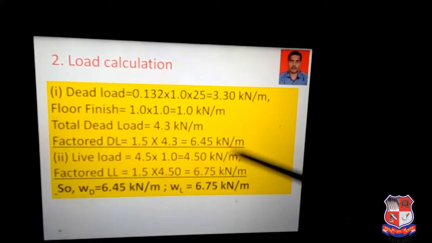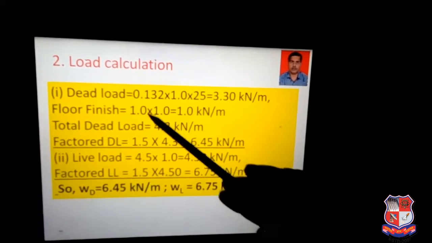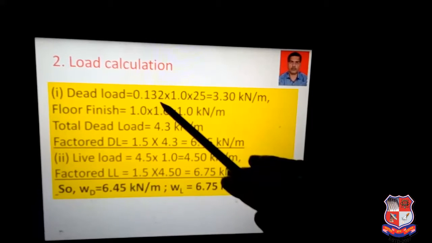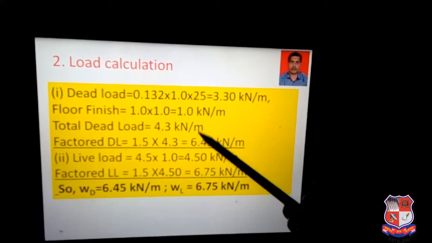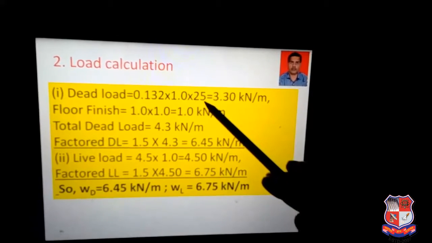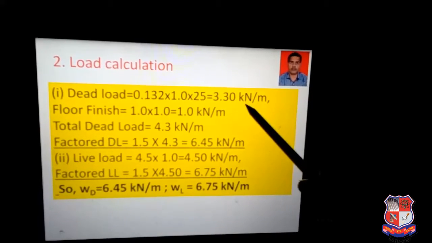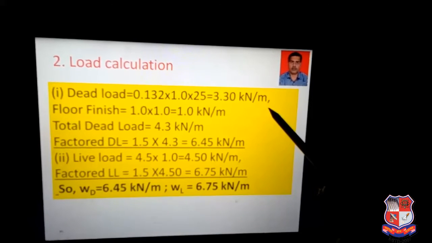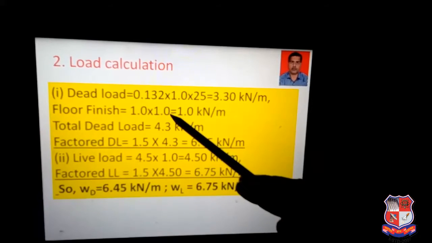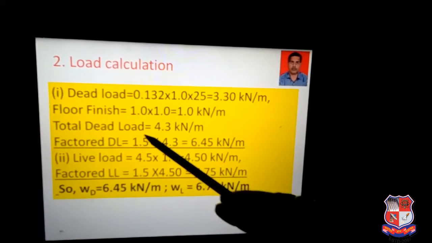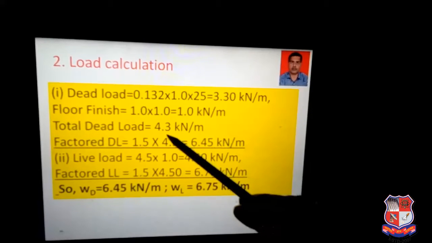So here we have to calculate the dead load and live load separately. As given in this problem, the dead load is capital D, that is 132 millimeter, so 0.132 meter, multiplied by the design width of the slab. We generally take a 1 meter wide slab for design, multiplied by 25, the density of RCC, equal to 3.30 kilonewton per meter. Now the floor finish given is 1, this is 1 into 1, that is 1.0 kilonewton per meter. The total dead load, adding these two, becomes 4.3.